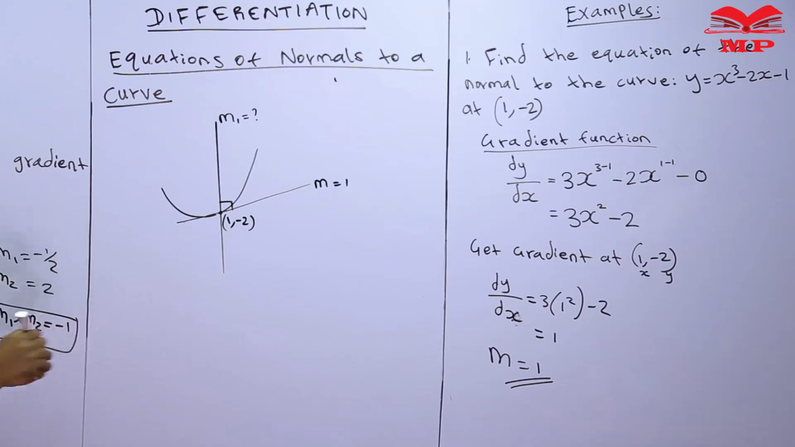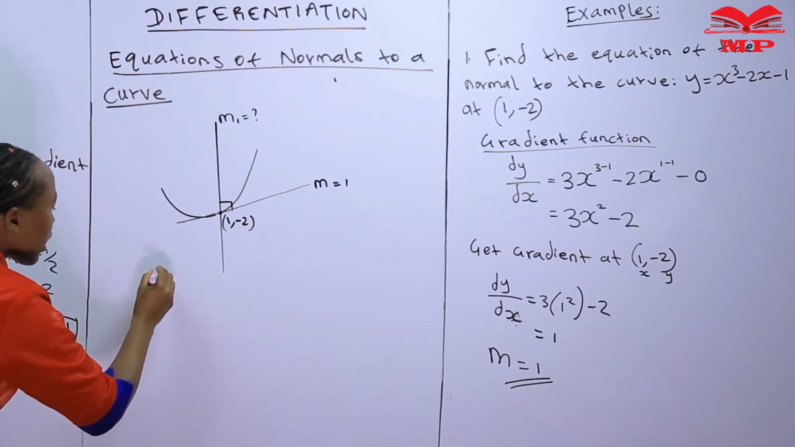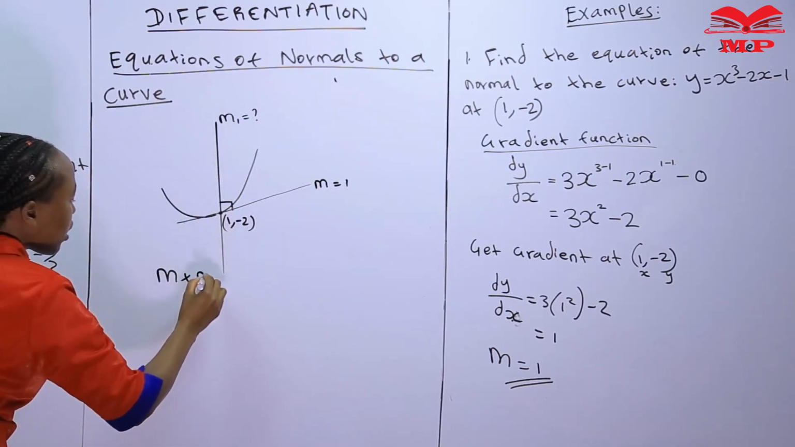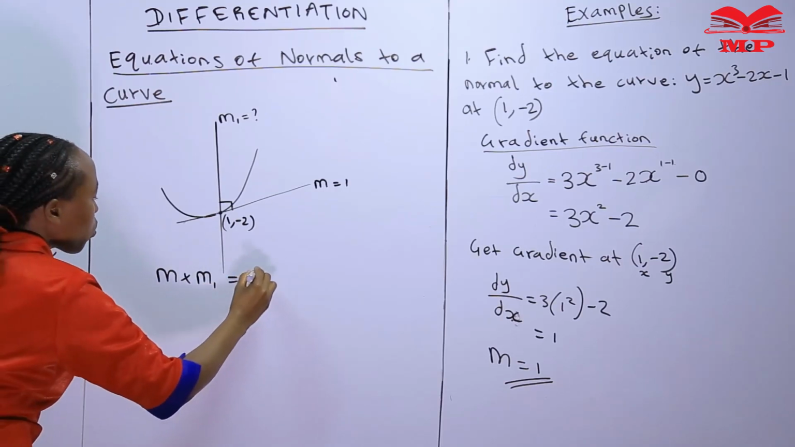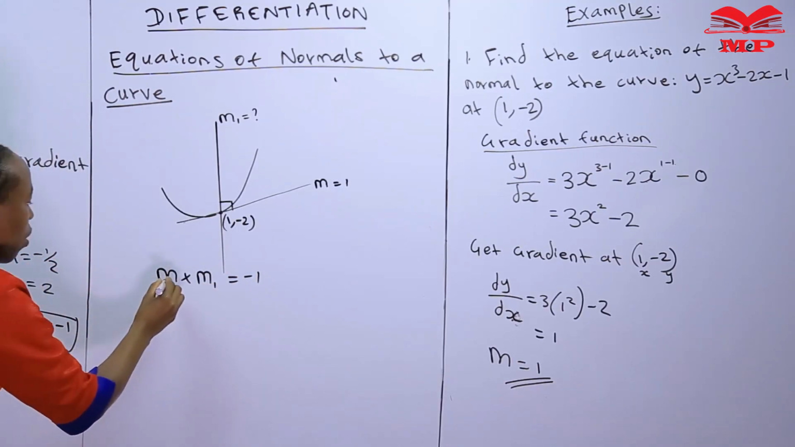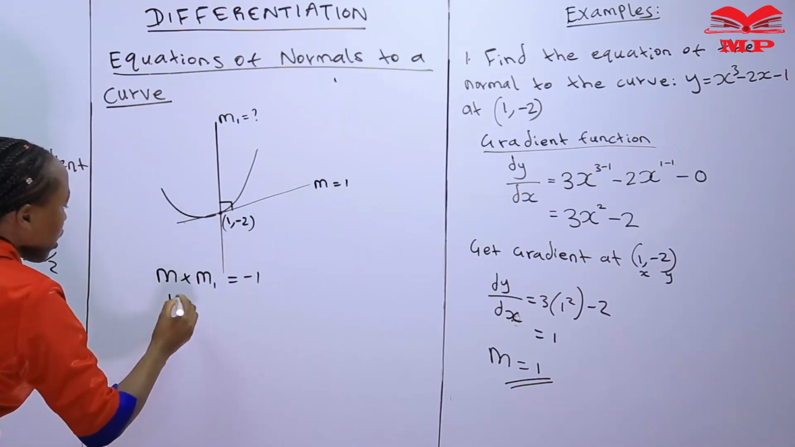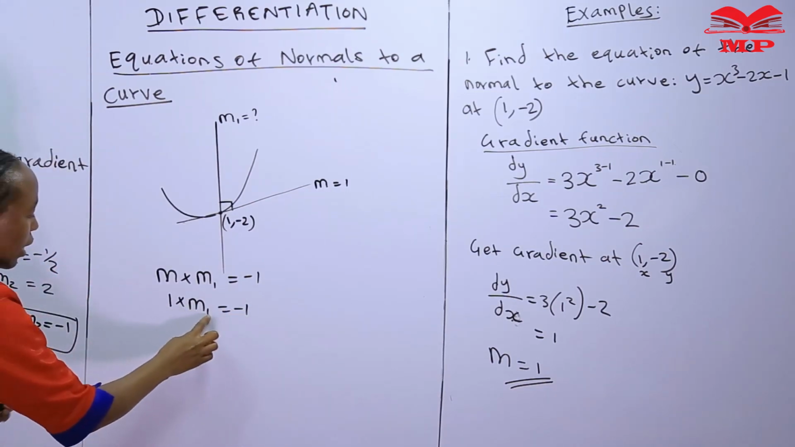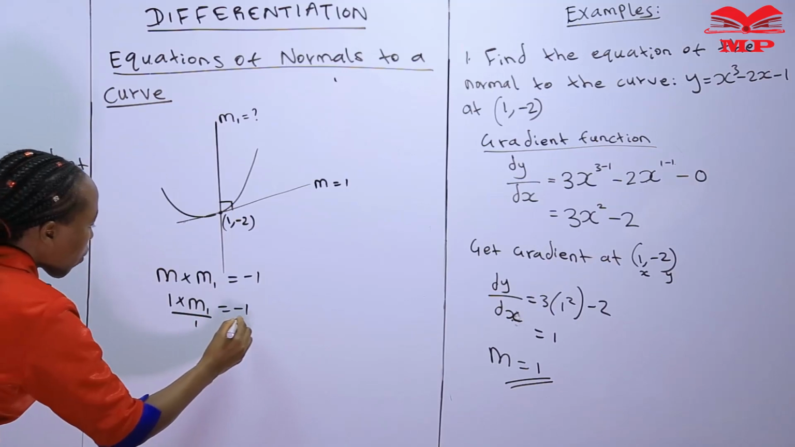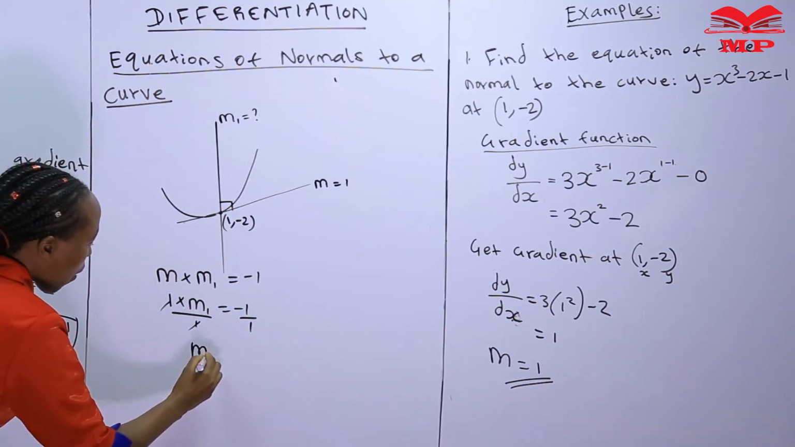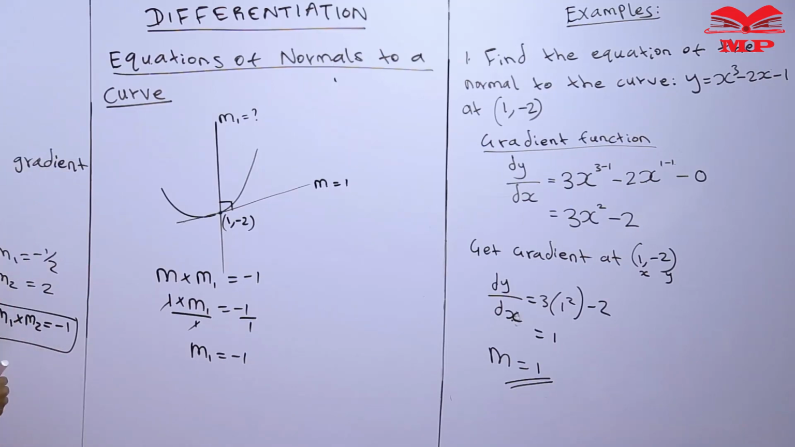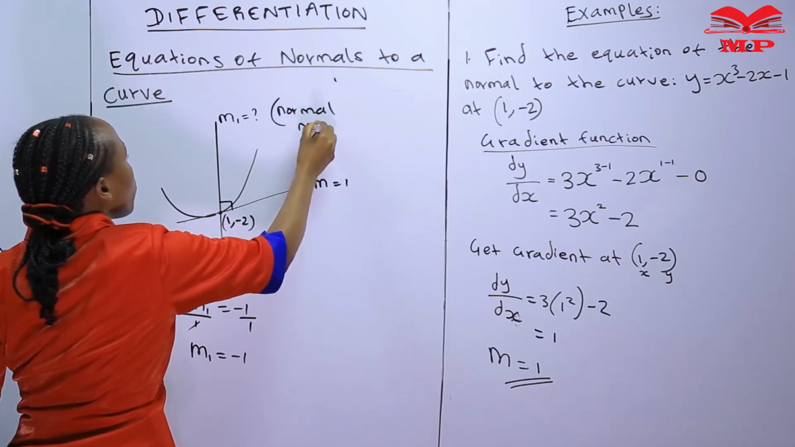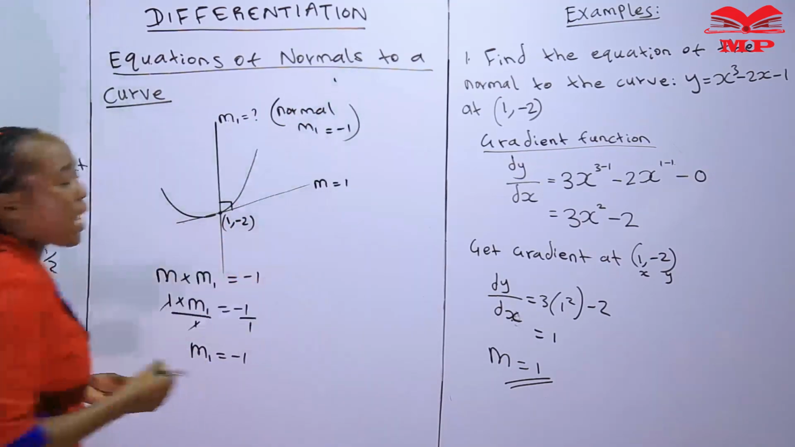So we find first the gradient of the normal, and we know very well the gradient of the tangent, which is M, multiplied by the gradient of the normal, which is M1, should be equal to -1. The gradient of the tangent is 1, multiplied by the gradient of the normal should be -1. So for us to get the gradient of the normal, we divide by 1, and therefore M1 is equal to -1.